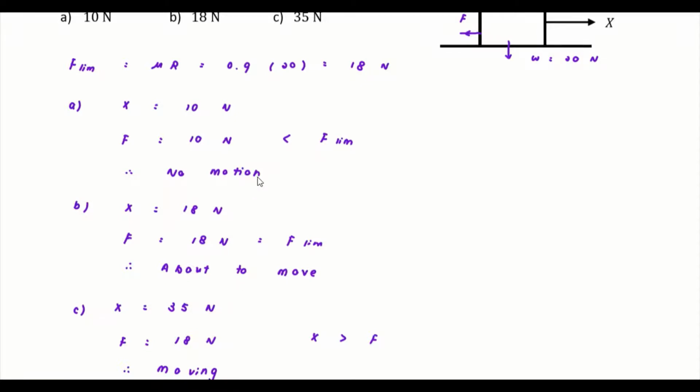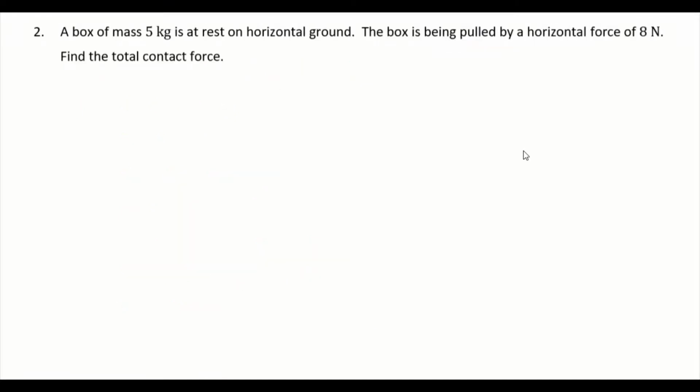Okay, number two. A box of mass 5 kg is at rest on horizontal ground. So we have this horizontal ground and the box of mass 5 kg, so we know that we have the weight, which is equal to 5 times 10, so 50 Newton. The box is being pulled by a horizontal force of 8 Newton, so perhaps we try to pull it here. The force is 8 Newton.